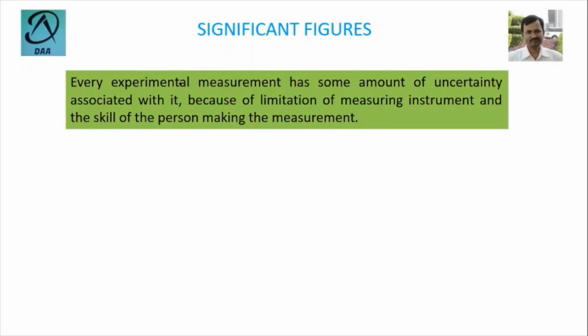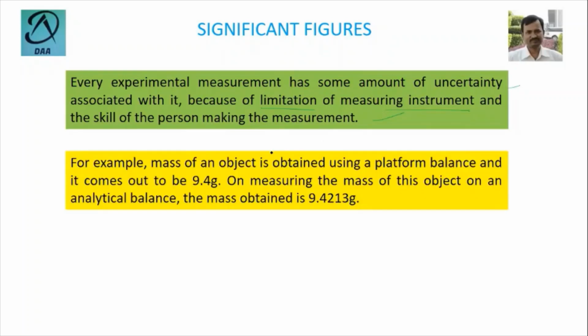Now, every experimental measurement has some amount of uncertainty. The term we are using now is uncertainty, associated with it. It arises because of the limitation of the measuring instrument and the skill of the person making the measurement. So two factors contribute to the uncertainty in experimental measurements. First is the limitation of the measuring instrument, and second, the skill of the person making the measurement.